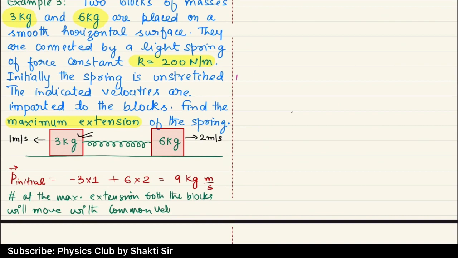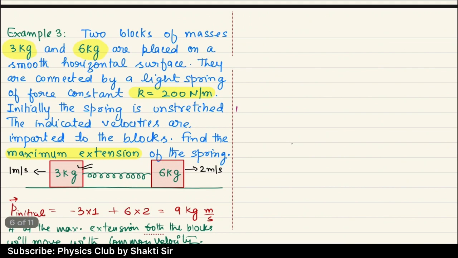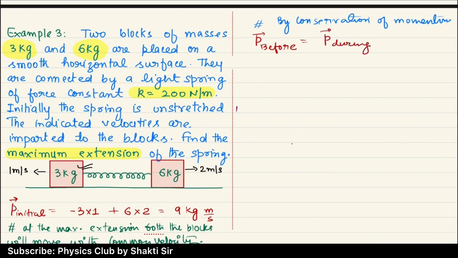By conservation of linear momentum, that is linear momentum before is equal to linear momentum during the collision. During the collision, they have the common velocity. So what we will write, before is 9 and during the collision there are two, this is mass times v common plus mass times vc, that is the common velocity. So 9 equals 12 vc.